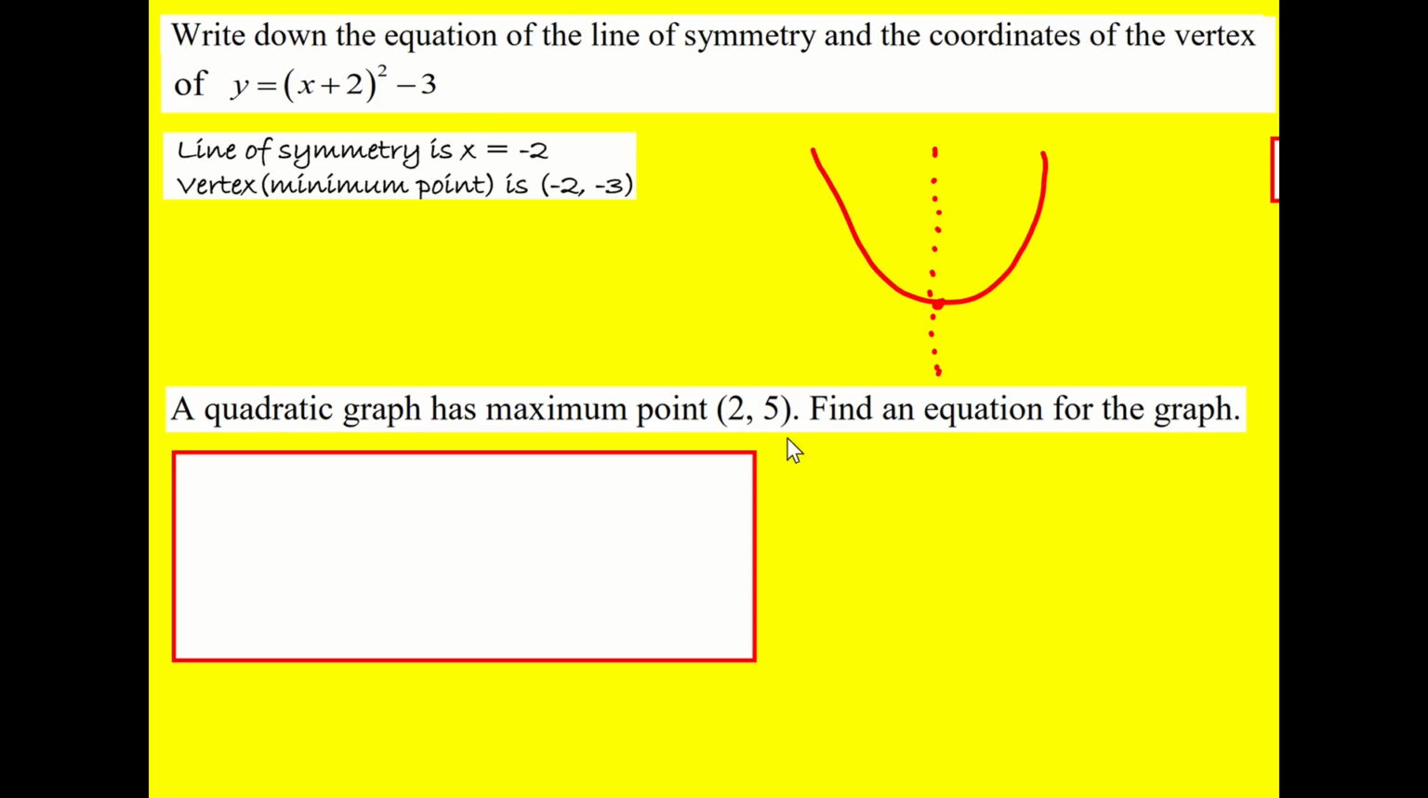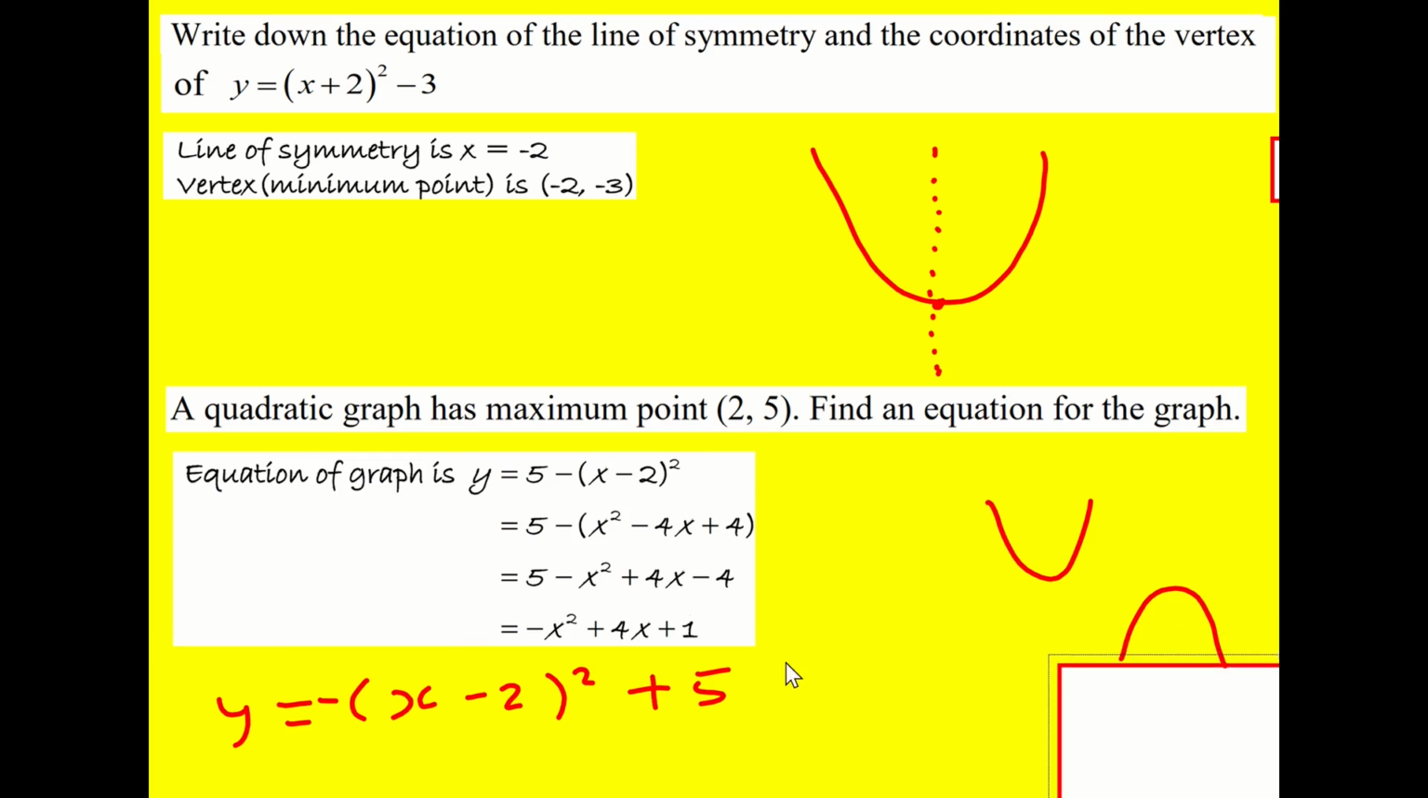For the second one, we're given the maximum point and we have to find an equation for the graph. This is basically doing the opposite process to this, so you can get back to completed square form. The answer writes it slightly differently, so I'm going to show you how I would do it. So it's going to be (x - 2) squared plus 5, but that would be if it was a minimum. So to make it a maximum, we need to change it into a sad quadratic, and then we're going to need to put a minus there.